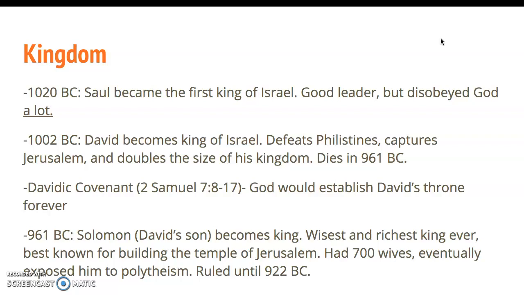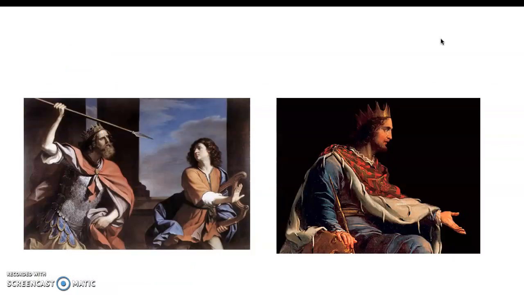961 BC, Solomon, after David's death, becomes king, known as the wisest and richest king ever, best known for building up the temple of Jerusalem. He had 700 wives, which eventually would expose him to polytheism. So he doesn't really finish his rule as strong as he started, and he's going to rule until 922 BC. So, Saul, a very young David, and then Solomon.